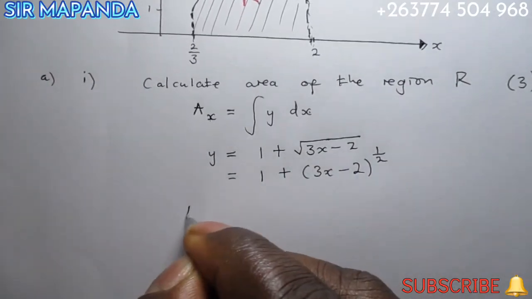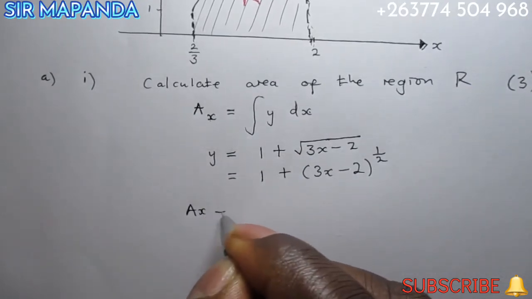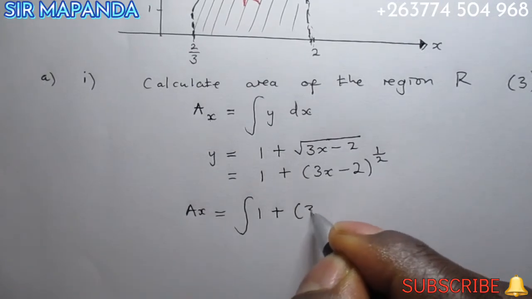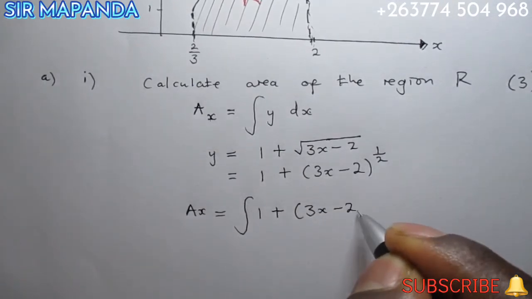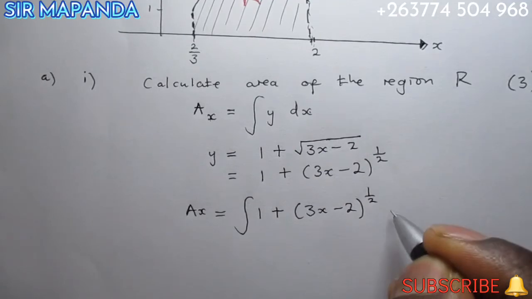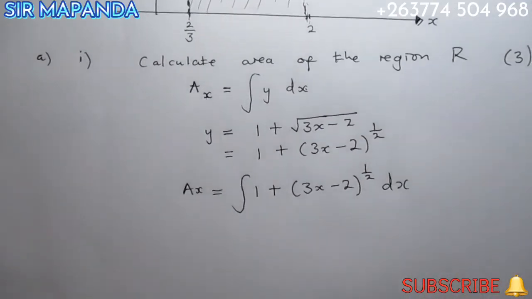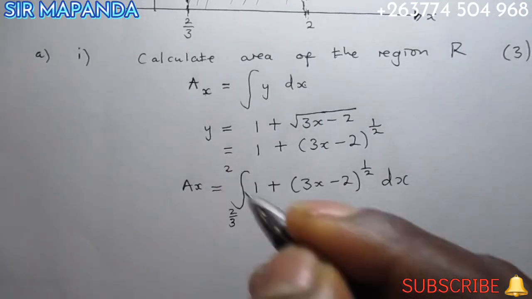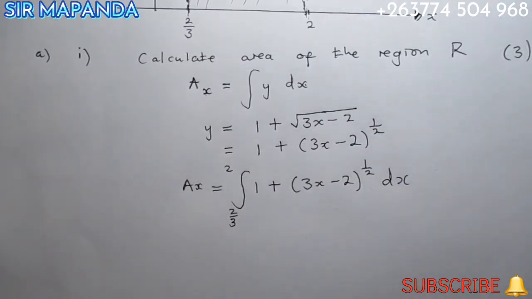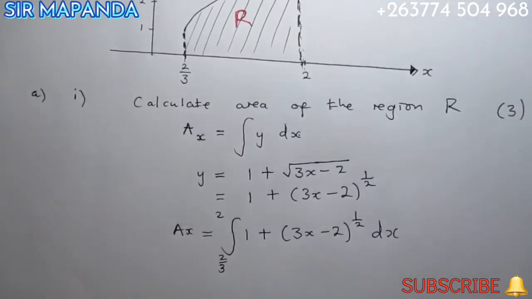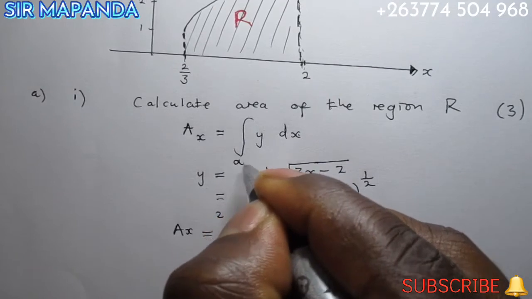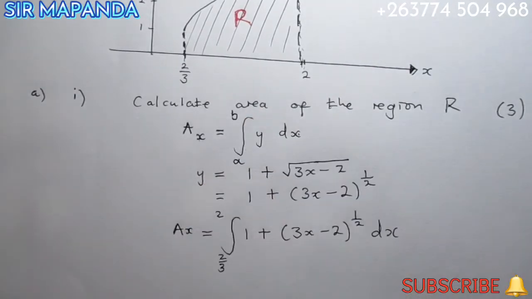So A_x is equals to integral of 1 plus (3x minus 2) to the power of half dx. Then we are given the limits, 2/3 the lower limit and 2 the upper limit. I hope you are following. Likewise, this formula A_x is equals to integral of y dx. We have a as our lower limit and b as the upper limit. I hope you are following.